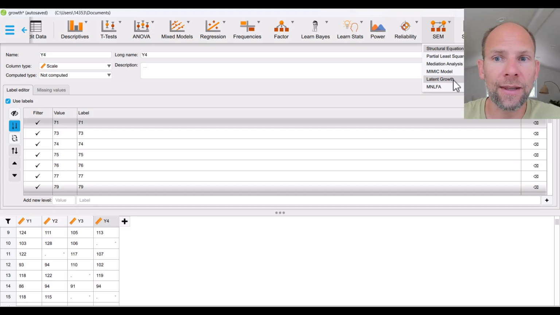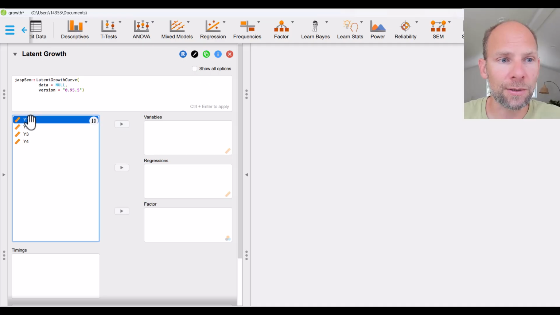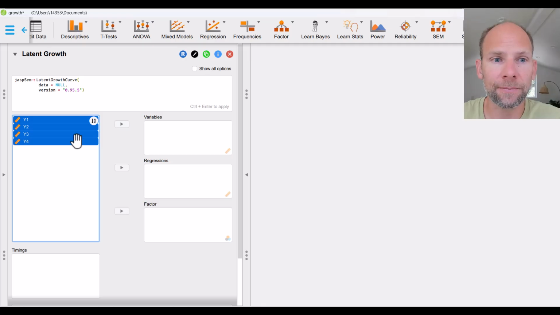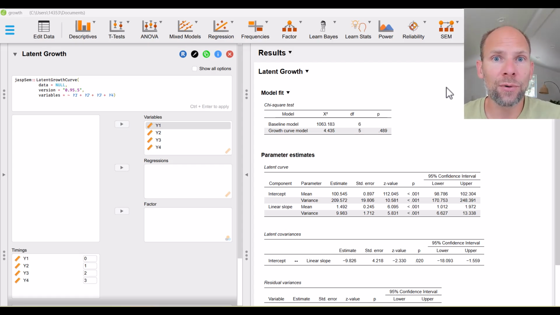And so you can click on that, and then you get a dialog window on the left-hand side where you can see there's a bit of syntax at the top, but you don't have to worry about that. All you need to do is just simply select your 4 variables for the 4 time points. You click them over into this field, variables.